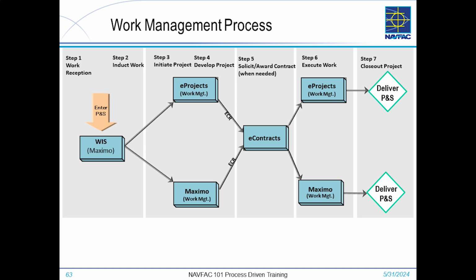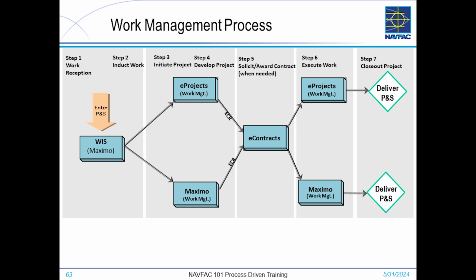In step number 6 is our execution of work. Now that we have our NAFAC personnel assigned to the project, as well as any outside contractors, or we've received any other material that we need to execute the work, we can now perform step number 6. Key information is stored in eProjects during the execution phase, such as text, key date information, milestone information, all for reporting in our metrics. And step number 7 is the closeout project step.